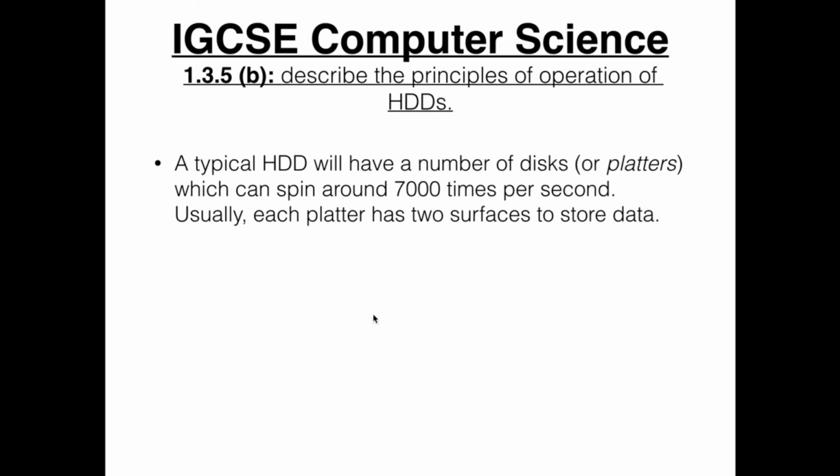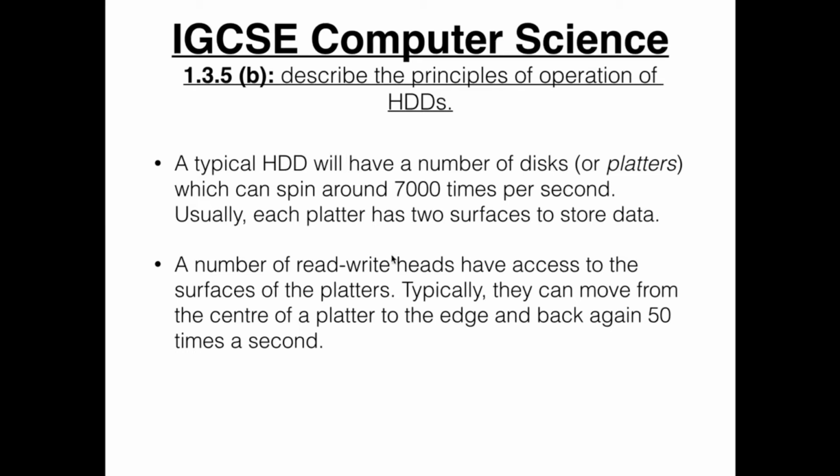A typical hard disk drive will have a number of platters, which can spin around 7,000 times per second. Usually each platter has two surfaces to store data. A number of read-write heads have access to the surfaces of the platters, and typically they can move from the center of a platter to the edge and back again 50 times a second.